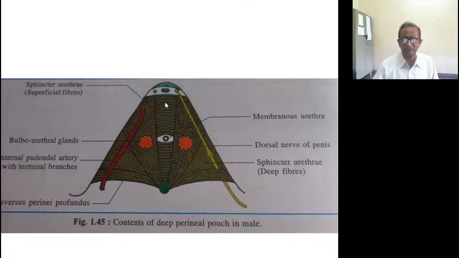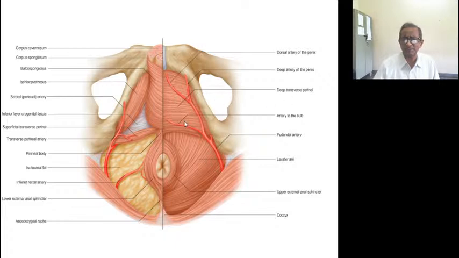Now here we are showing the contents of the deep perineal pouch. This is the sphincter urethrae, deep fibers. These are the sphincter urethrae superficial fibers. And we have the membrane. Then this is the deeper structure, wherein the deep transverse perinei is seen here, coming from the ischial ramus towards the urethra.